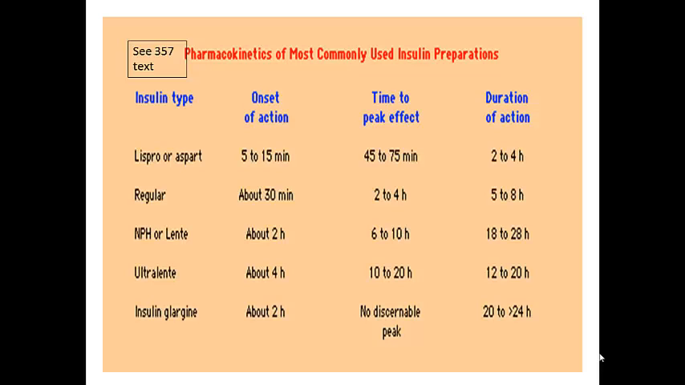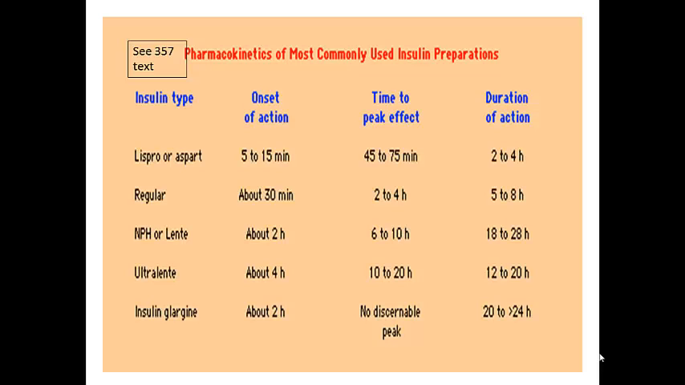Regular human insulin can have an action ranging from 30 to 60 minutes with peak concentrations between 2 and 4 hours and a duration of 6 to 8. The longer acting insulins are less predictable than the short-acting ones.